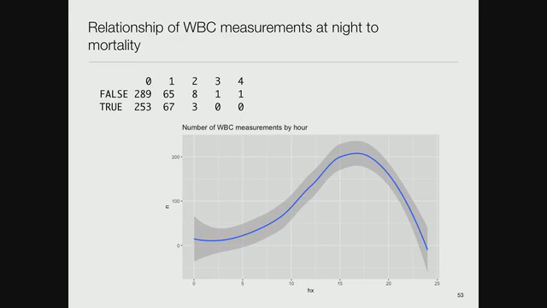So false means people lived and true means they died. But you see that there's not a whole lot of difference between the distributions. But you also see that the number of white blood counts is relatively small in this database. And so I think we just don't have enough data to do it.